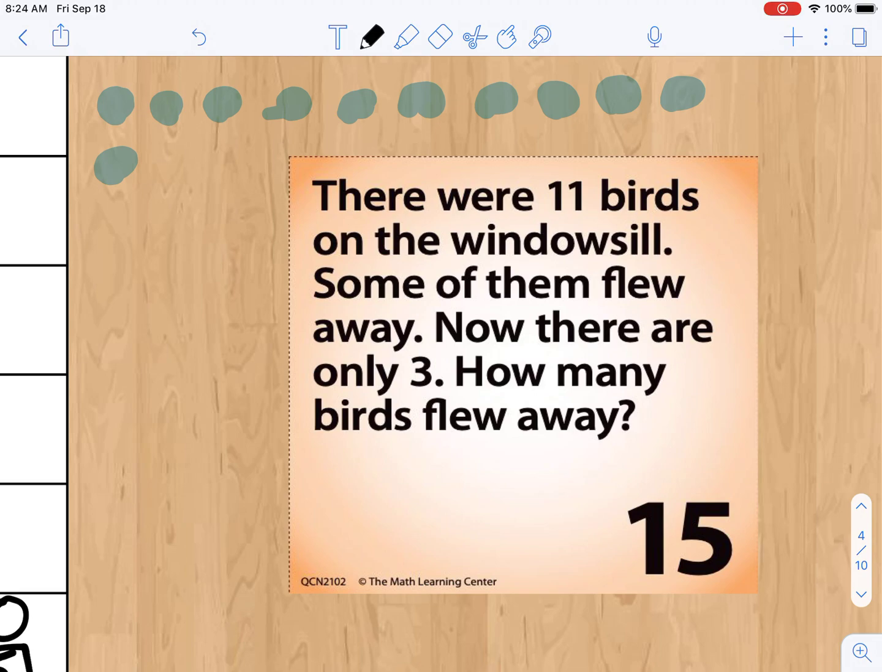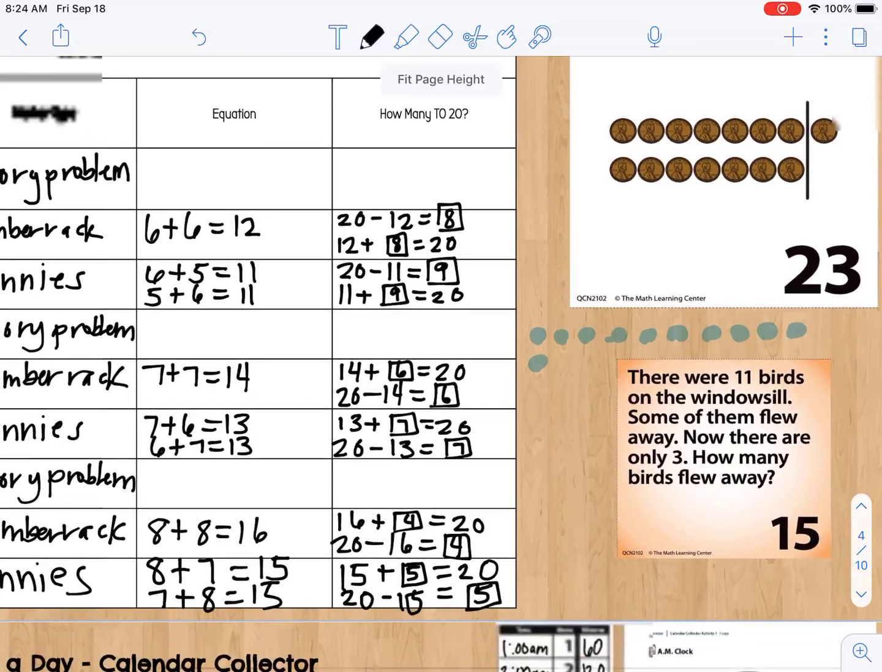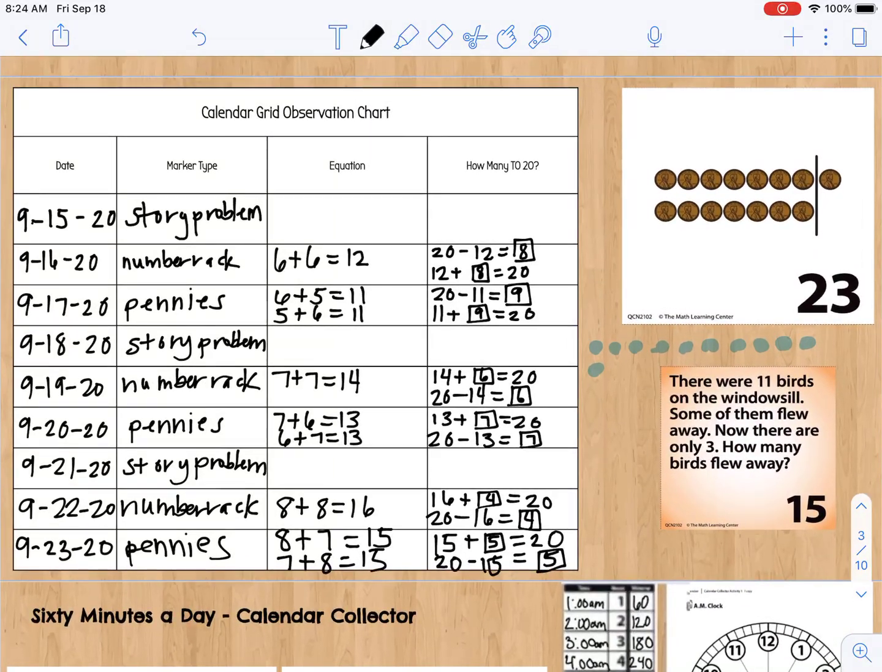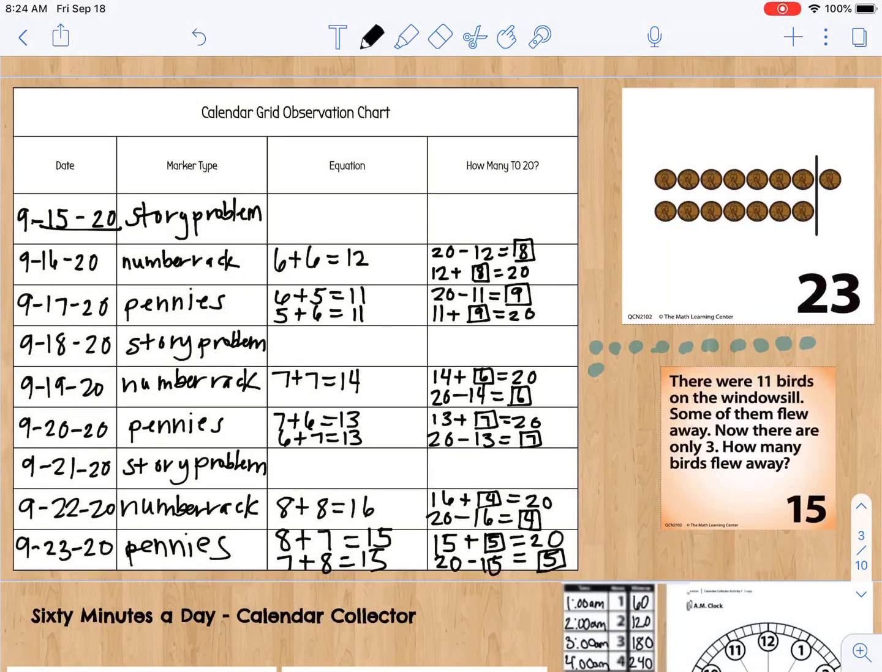So this to me seems like a subtraction problem. So it seems like we have 11 birds to begin with on our windowsill, and then some of them flew away. So if we go back to our calendar grid observation chart, we can come up here to the 15th, where our story problem is, and we can start with 11 birds. Now, some of them flew away. We don't know how many flew away yet, but we know that there are going to be 3 left.